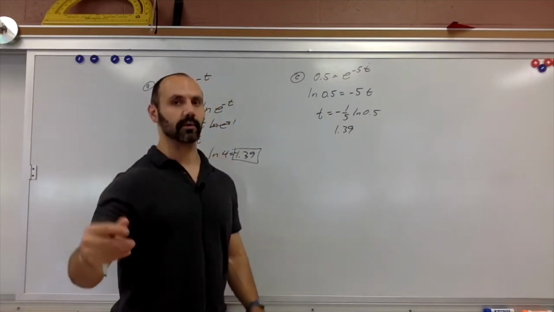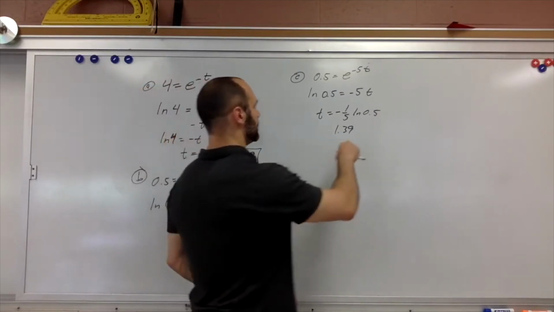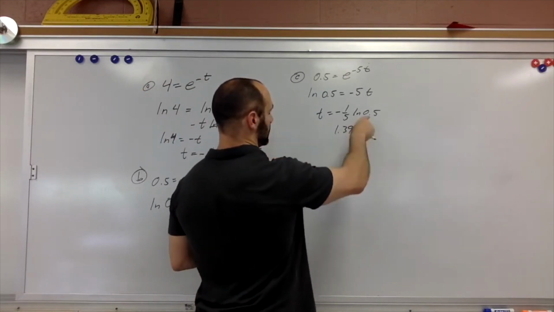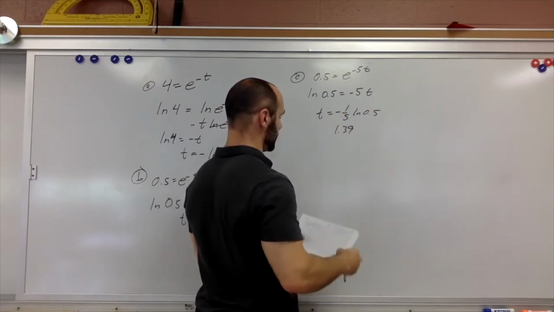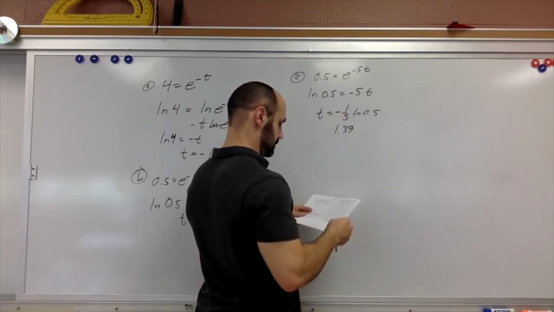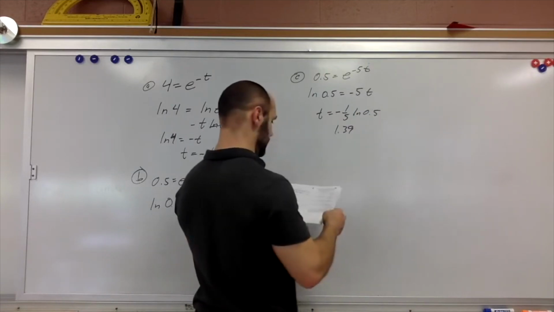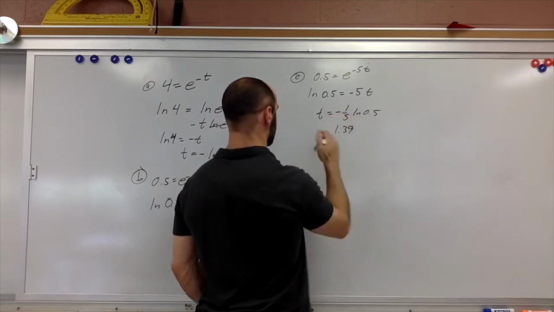E to the what power will give me this number, and the what power, that's your answer. Same thing here, right? E to what power will give me 0.5, and then I multiply that by negative 1.5. And so this one should actually end up being negative, because this will be positive, sorry, it all works out.